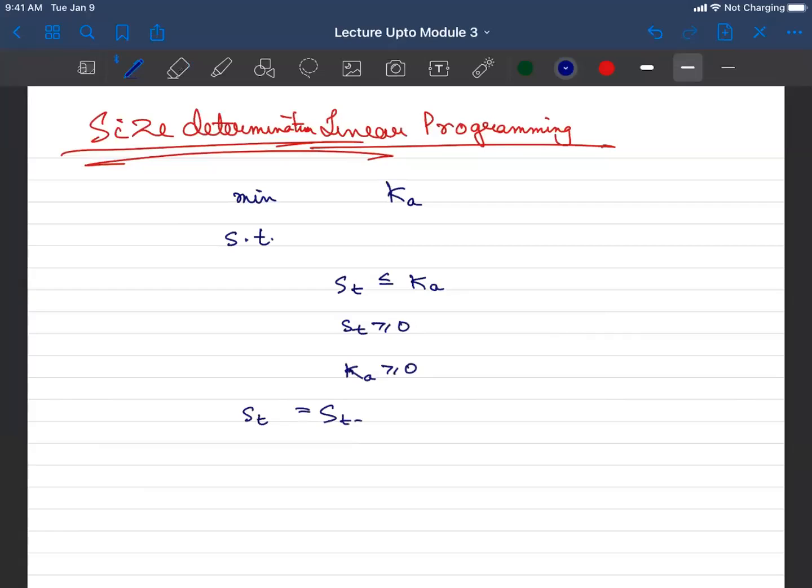Storage at time t equals storage at t minus 1 plus inflow minus release, so S_t equals S_(t-1) plus Q_t minus R_t minus losses.